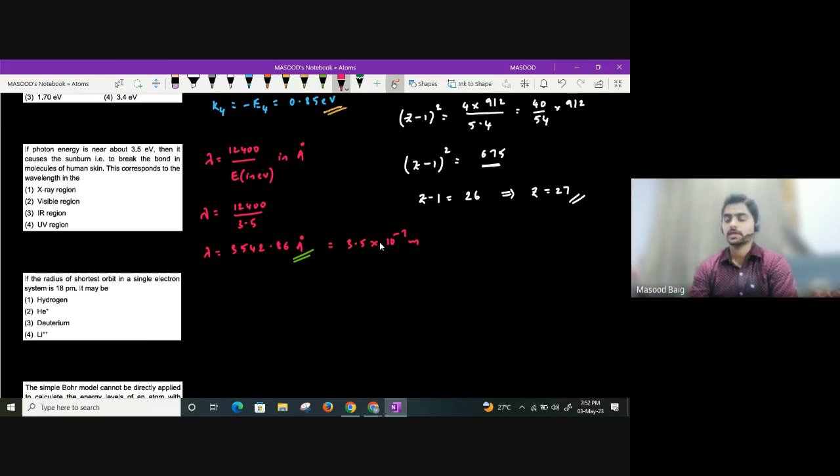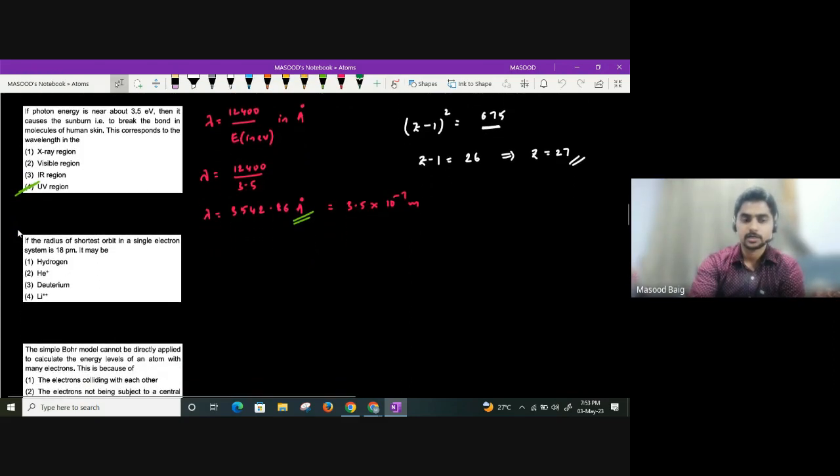Right. So if you see the range again, first we have gamma rays. Gamma rays will be from 10 power minus 14 to 10 power minus 10. Then we have X-rays, from 10 power minus 12 to 10 power minus 8. Then we have UV rays, from 10 power minus 10 to 10 power minus 7. Again, 3.8 into 10 power minus 7, so this value will lie in UV region. Spectrum, you remember, guys? Gamma rays, X-rays, UV, visible, infrared, micro, radio. This you should remember.